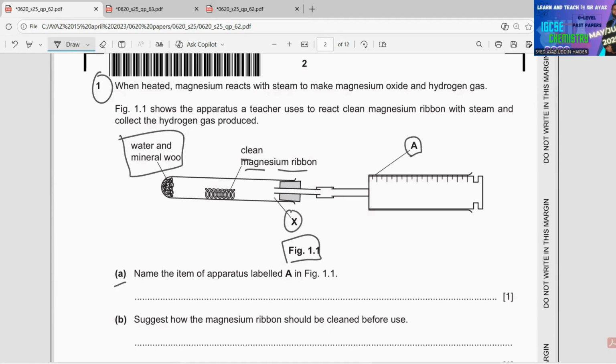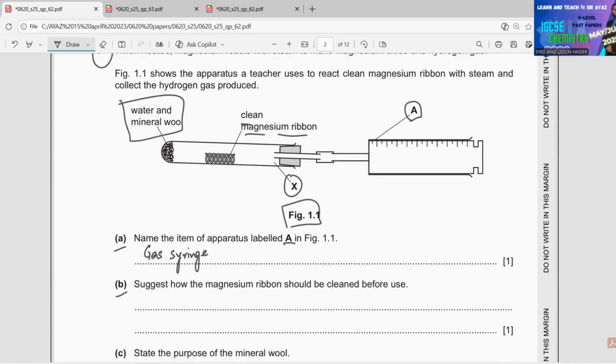Name the item of apparatus labeled A. It's a gas syringe. So you write gas syringe here. B. Suggest how the magnesium ribbon should be cleaned before use. Rub with sand or abrasive paper.